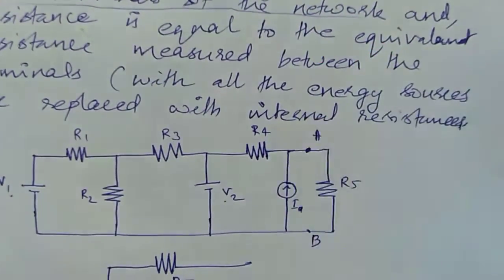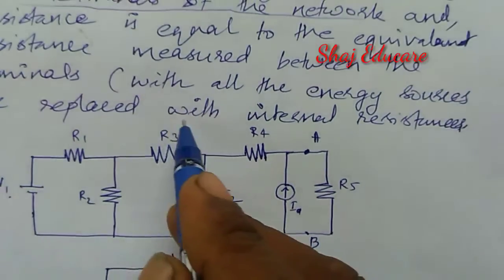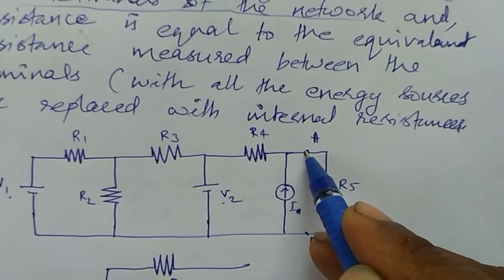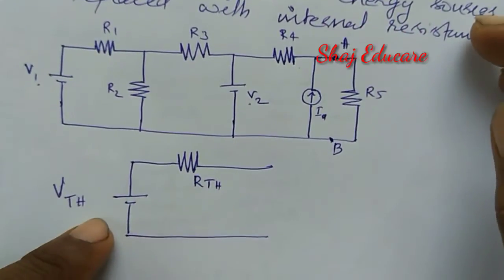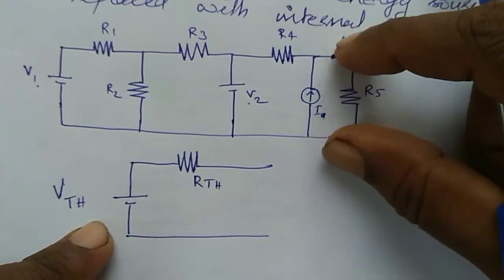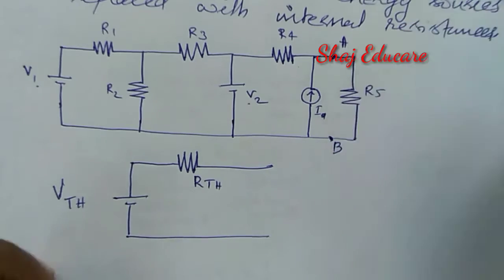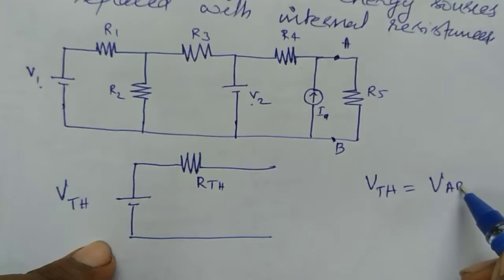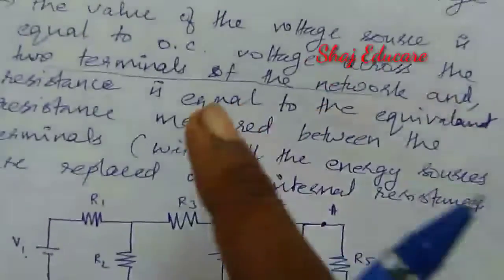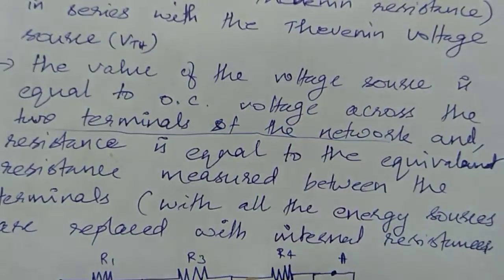Means suppose we have to find the Thevenin equivalent circuit of this one, across A and B, then VTH is equal to the open circuit voltage across AB. In this case, VTH will be equal to the voltage across A and B, VAB. That should be the open circuit voltage.